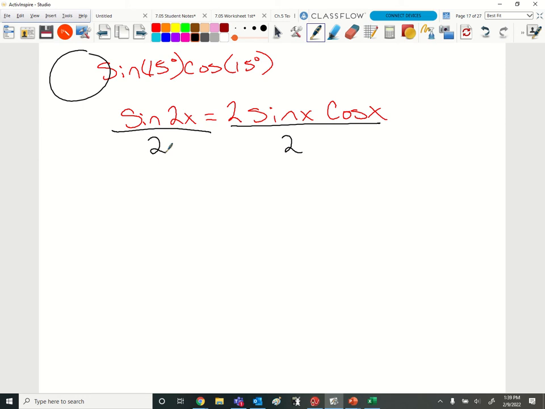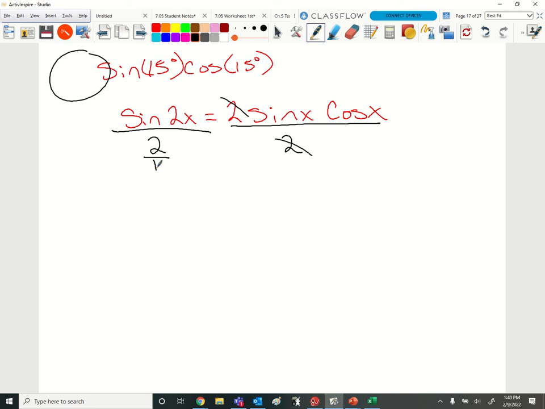Now what's going to happen to the 2's on the right side? Cancel. It's going to cancel it out. And so over here on the left-hand side, isn't this sine divided by 2? But can I write that 2 as a fraction? Okay, isn't that 2 over 1?